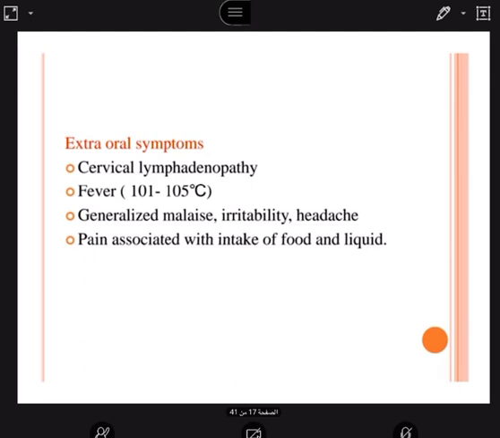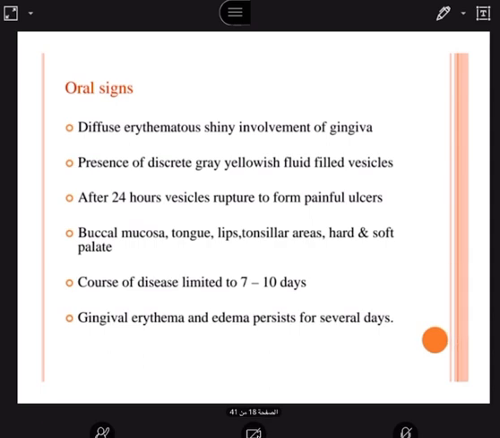Extraoral symptoms you will see: cervical lymphadenopathy, high fever, 101 to 105 degrees Celsius. It's actually, I think it's degrees Fahrenheit, not Celsius. Then there is generalized malaise, irritability, and headache. And usually you will find dysphagia or pain associated with intake of food and liquid. These are the extraoral symptoms, other than the intraoral symptoms.